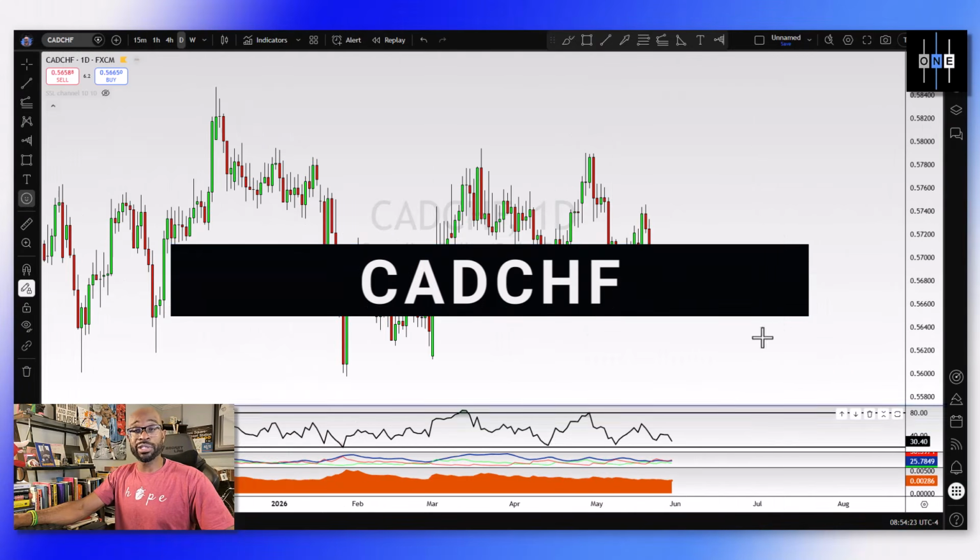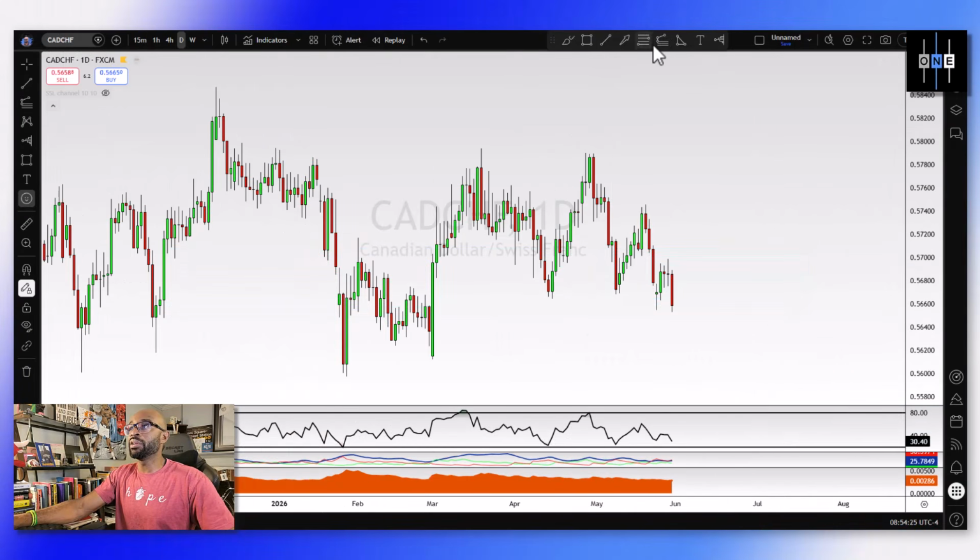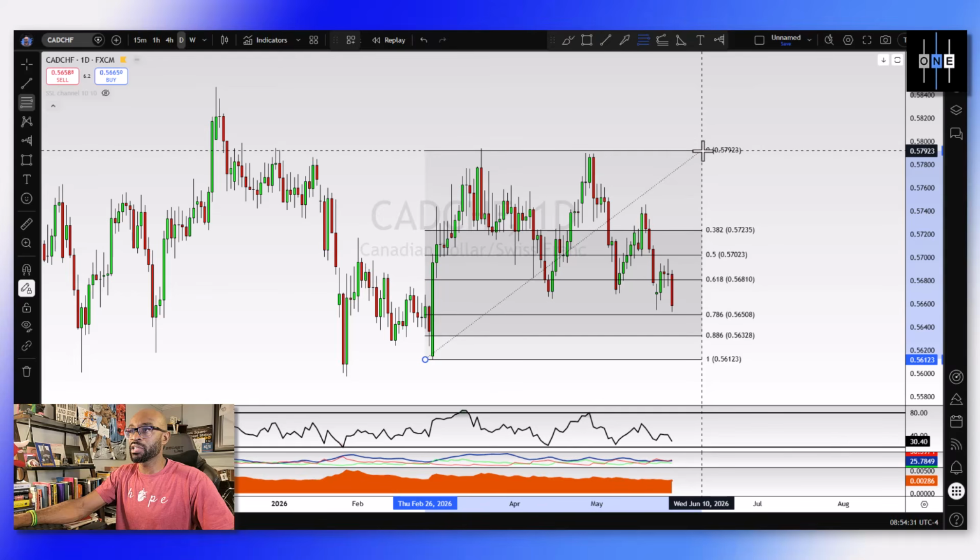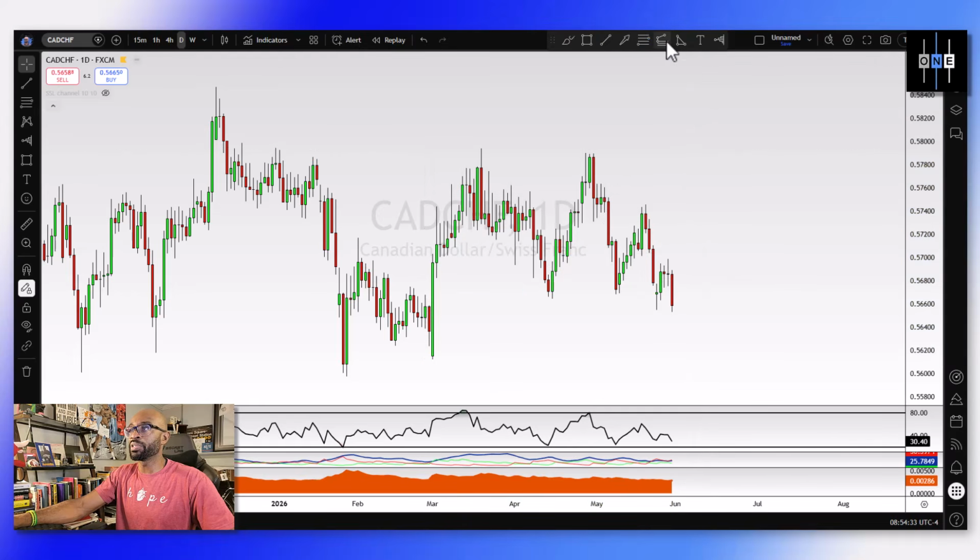Canada Swiss here on the daily is going to be another one. This also looks like a Gartley. Let me just measure this out correctly. Yep, going to be another potential Gartley pattern. So again, we're approaching the lows right now.